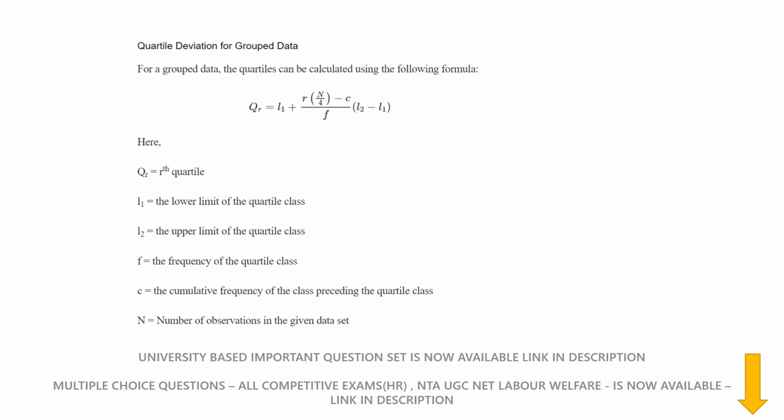Qr is the rth quartile, L1 is the lower limit of the quartile class, and L2 means the upper limit. f is the frequency of the quartile class, C is the cumulative frequency preceding the quartile class, and capital N is the number of observations in the given data set. Again, problems will be discussed, and you will understand this formula much better when we do the problems in the next video.